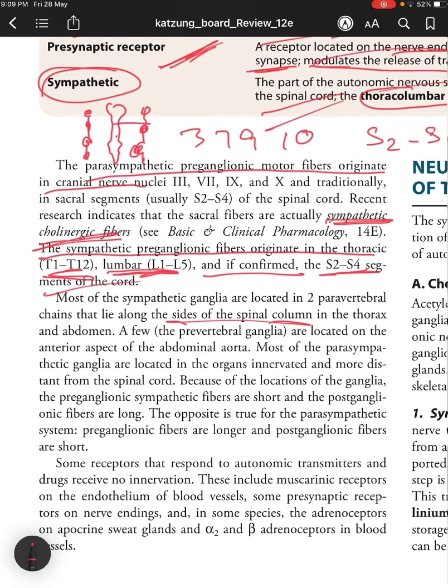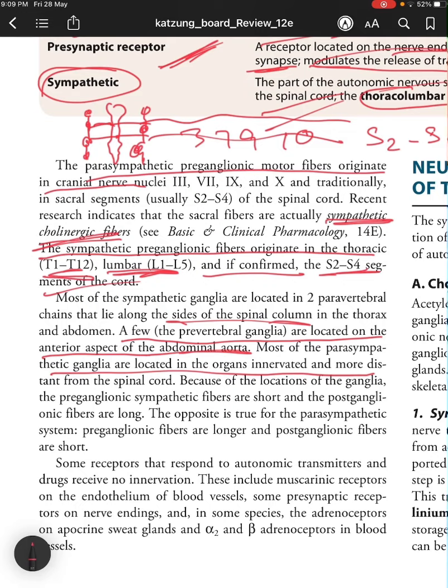So that is why in the sympathetics, the preganglionic fibers are short and the postganglionic fibers are long, and the opposite holds true in the case of the parasympathetic fibers. A few of the prevertebral ganglia are located on the anterior aspect of the abdominal aorta. Most of the parasympathetic ganglia are located in the organs innervated and more distant from the spinal cord. Because of the locations of the ganglia, the preganglionic sympathetic fibers are short and the postganglionic fibers are long. The opposite is true for the parasympathetic system.